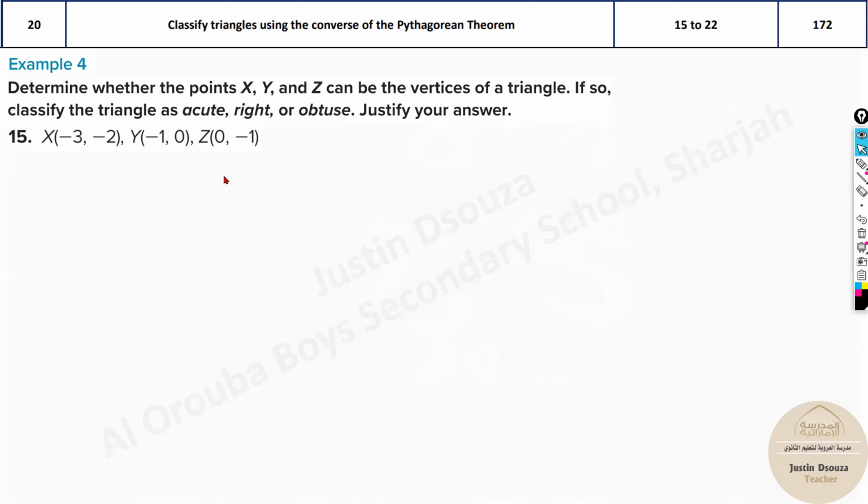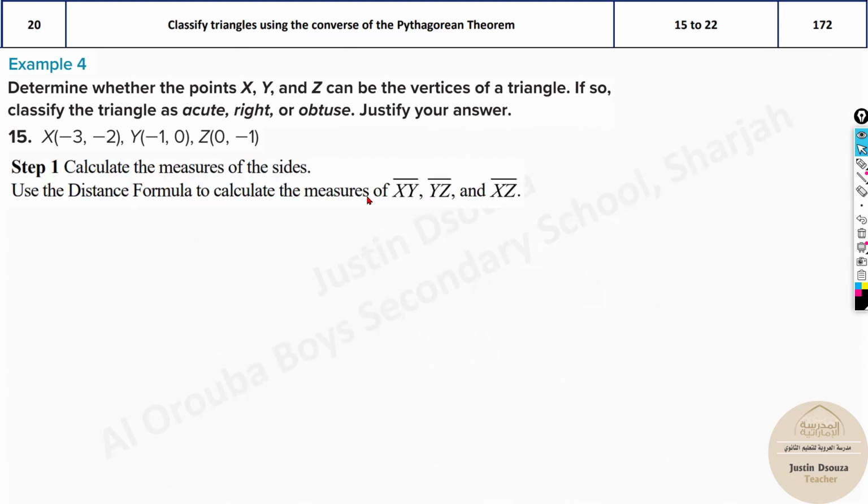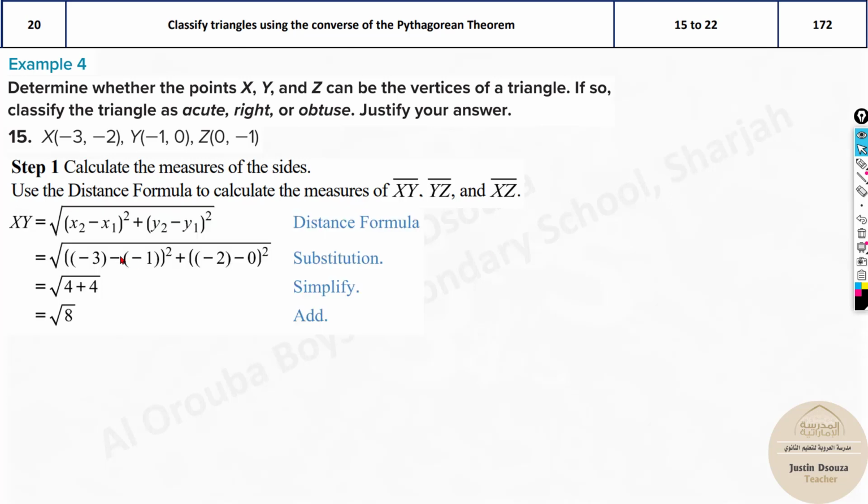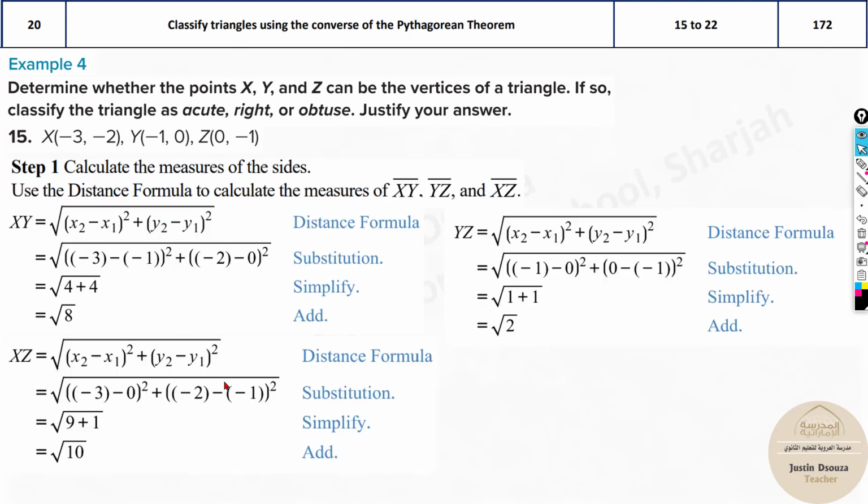Now, we have done distance many times before. So you can see step 1 is to just calculate the distance between all the 3 line segments which will make the triangle XYZ. So here XY, YZ and XZ. Then after you find the distance, you will get the 3 distances, right? This is a long part. Basically, you have to just put in the formulas and solve.